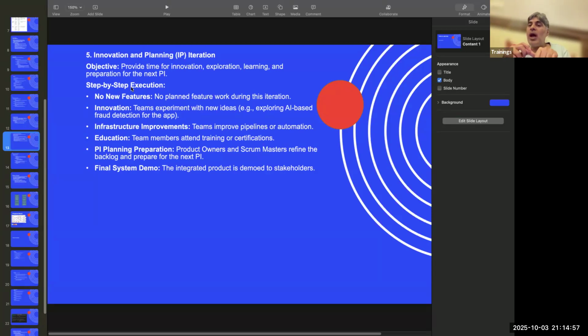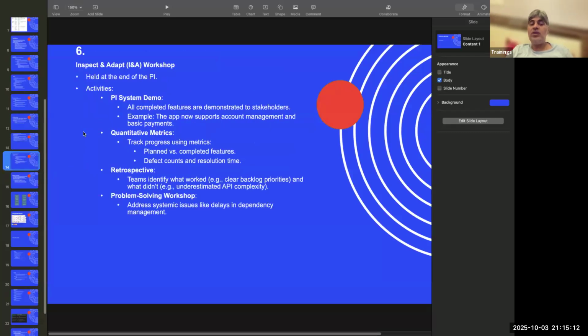Then program backlog grooming. Then the pre-system demo, in the sense of a pre-final system demo. They may rehearse a system demo. If there is any issue, they might fix it. Then the last event, which is the inspect and adapt workshop. Remember inspect and adapt, which we used to do.